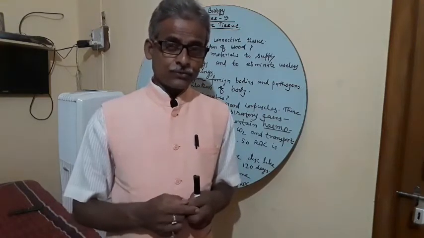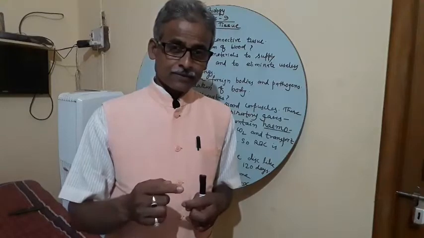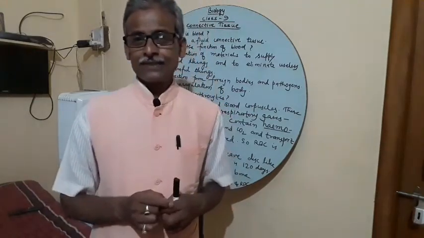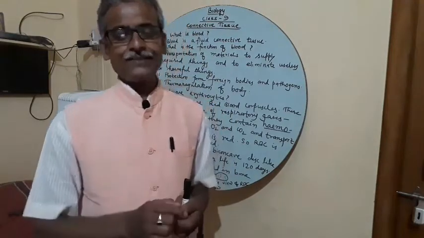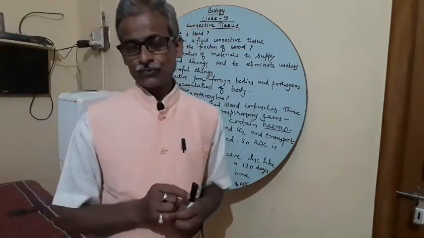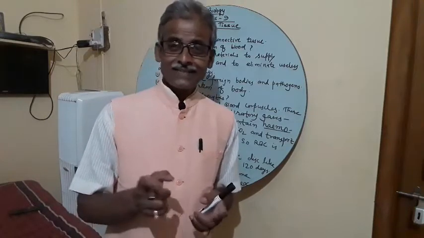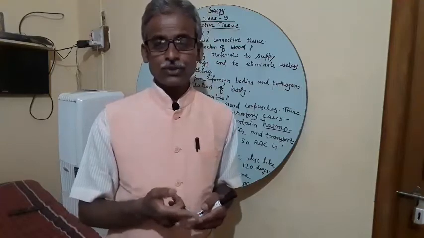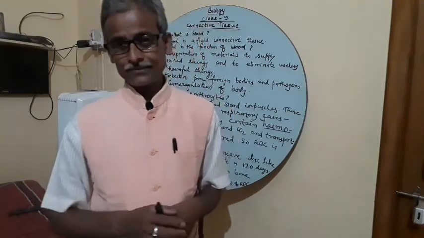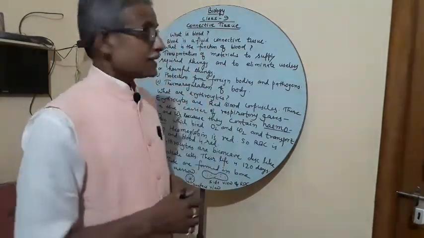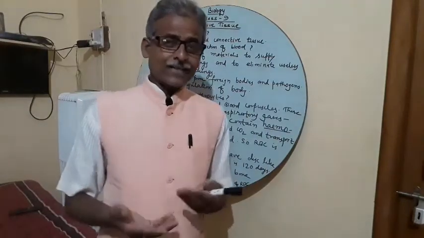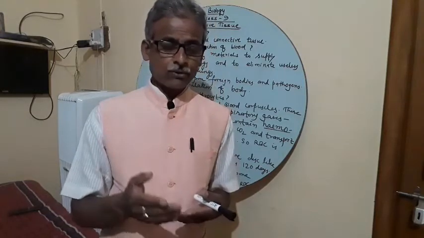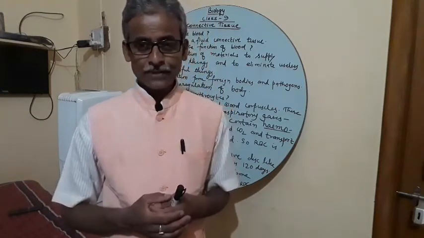As I asked you about CBC and told, in the same way there is a term TC and DC of WBC. What is TC and DC? TC, that is total count, and DC, that is differential count of blood, white blood cells. Why does a doctor want to know about TC and DC when you are ill?